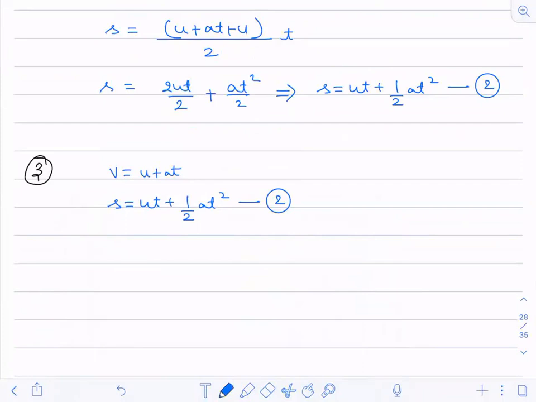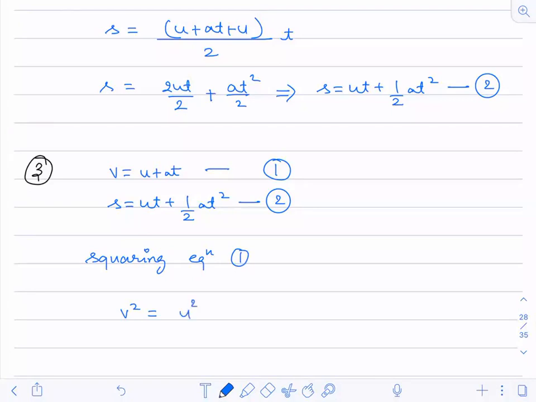Okay, this is the first equation, and this is the second equation. Now, what we are going to do is square the first equation. So what do you get now? v square is equal to, just square the right hand side.